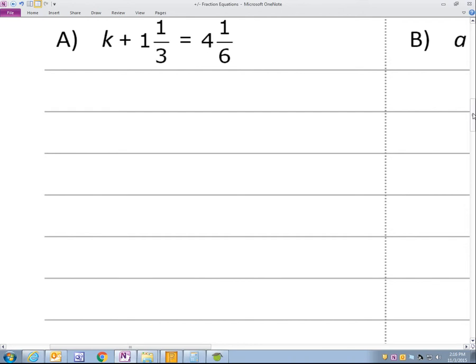1 1/3 is being added to the variable, so what do I need to do, Cole? I need to subtract 1 1/3 from both sides. Subtraction property of equality: if I do it to one side, I have to do it to the other. So now on this side, I have k all by itself, because as we know, variables do not like others. They just want to chill by themselves. They are very asocial.